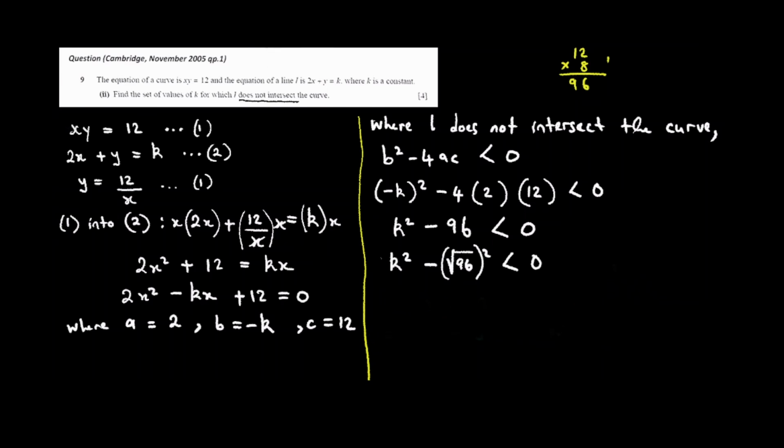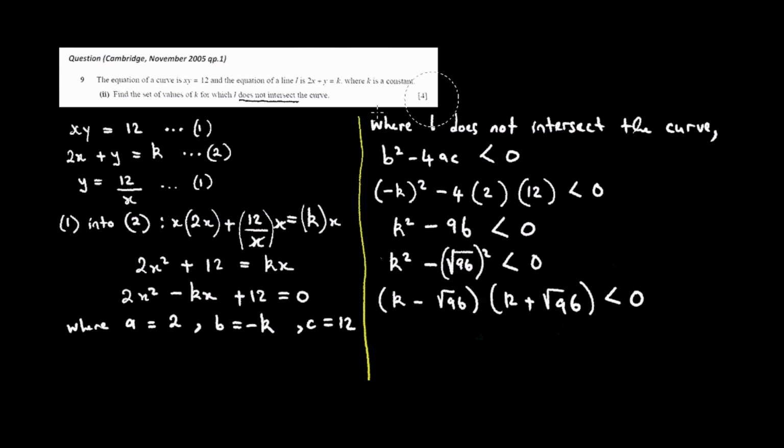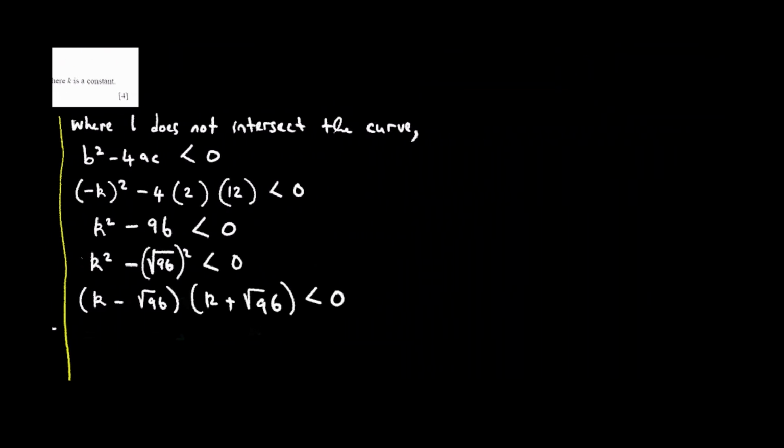This becomes k minus the square root of 96, k plus the square root of 96, and this is less than 0. That is the only reason why we did that. We want the critical values. So let me push my work here.